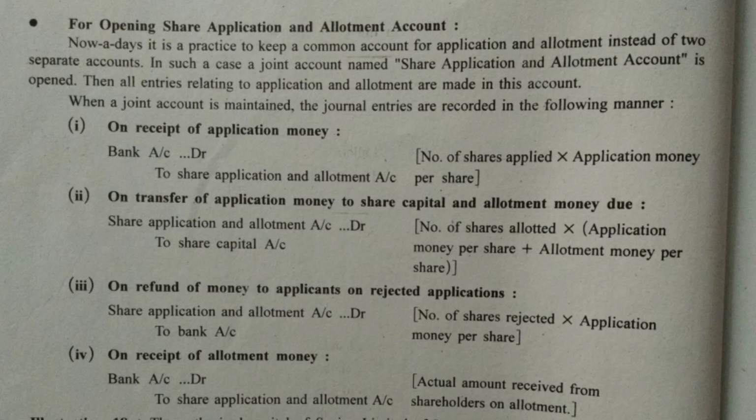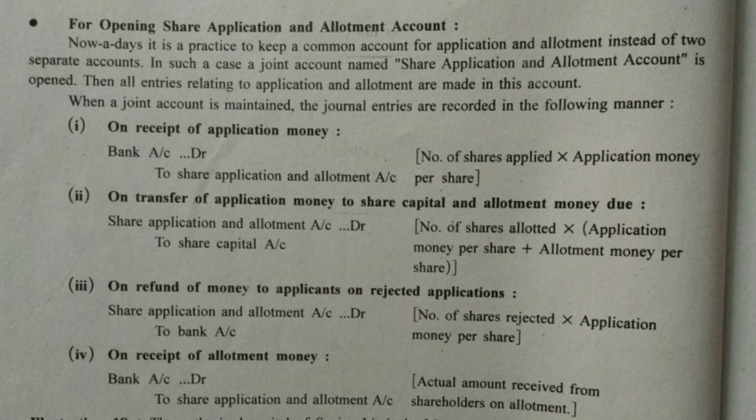Now, just the way you learned journal entries in the very beginning of this chapter, which was about installments, similarly, now you are going to learn and understand the journal entries when a joint account of application and allotment is to be maintained.